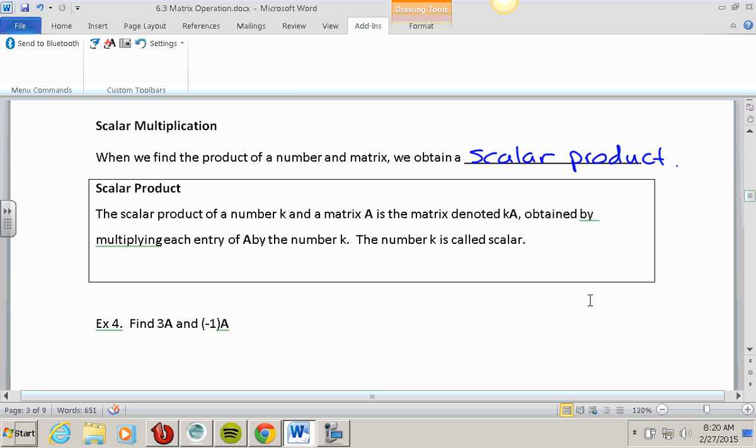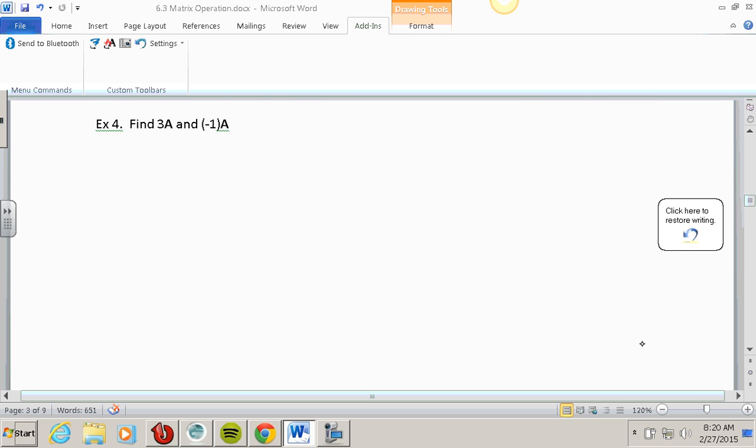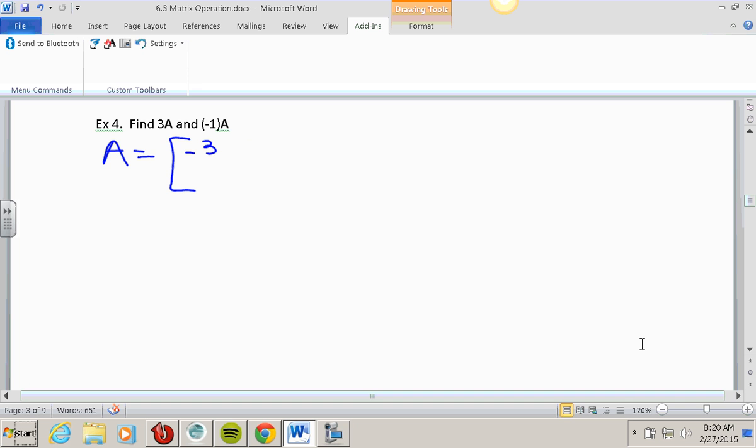The k is called a scalar, and that's important. Your k, your constant value, is what we call a scalar. That's why we call this scalar multiplication. So let's see how this actually works. We want to find 3A and negative 1A, when the matrix A is a 2 by 2 matrix: -3, 0, 4, 5.